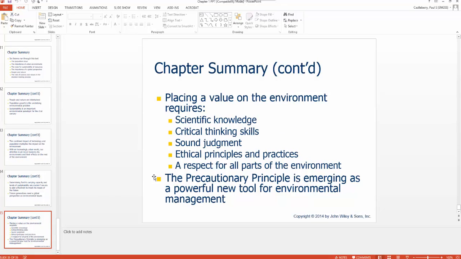So, the last part, we look at scientific knowledge, critical thinking, sound judgment. Those three things we'll talk about in Chapter 2. We also have to look at how these scientific solutions affect ethics and practices. And then finally the precautionary principle, which came out of the conference or summit in Rio in 1992, is a powerful tool and is especially being used in terms of global climate change.